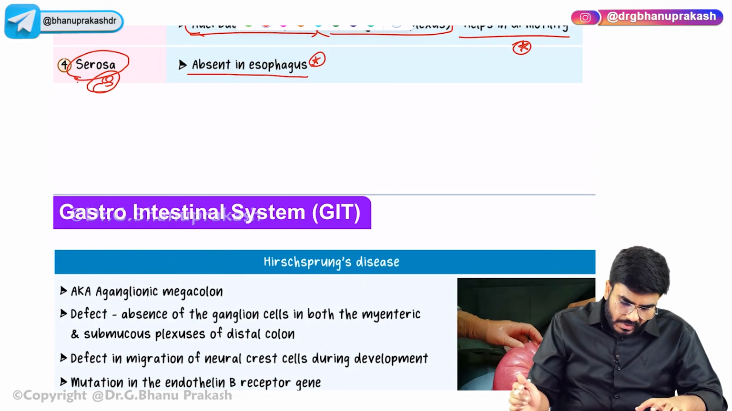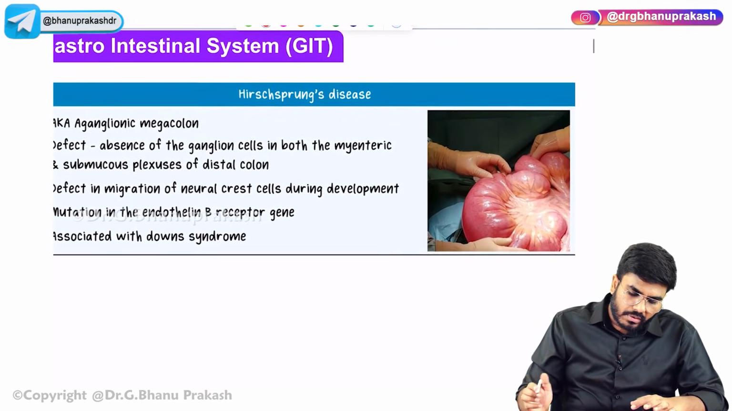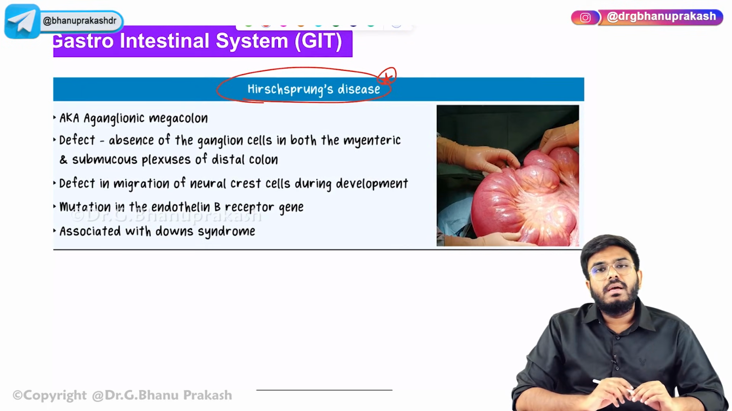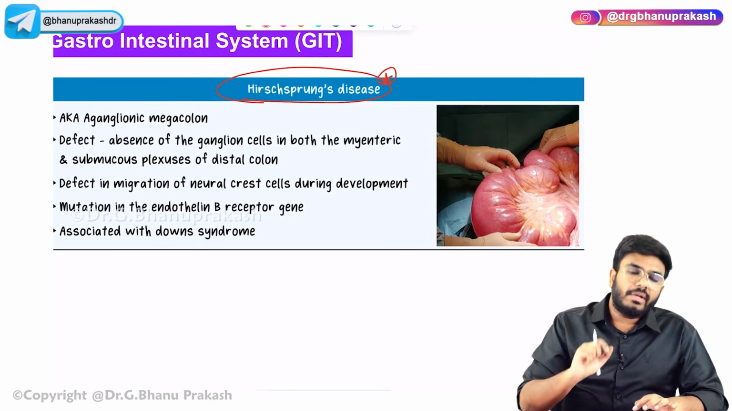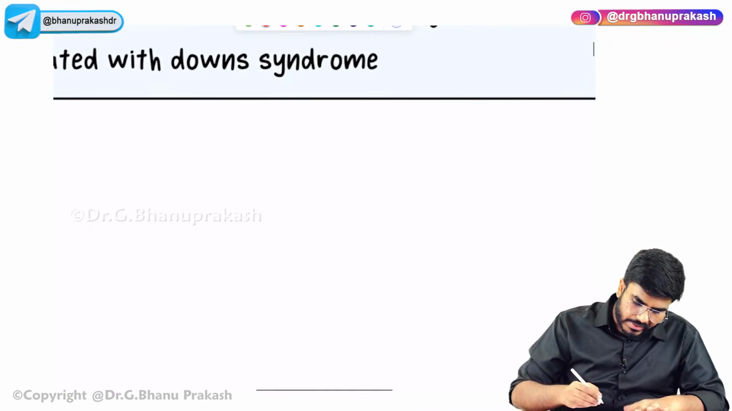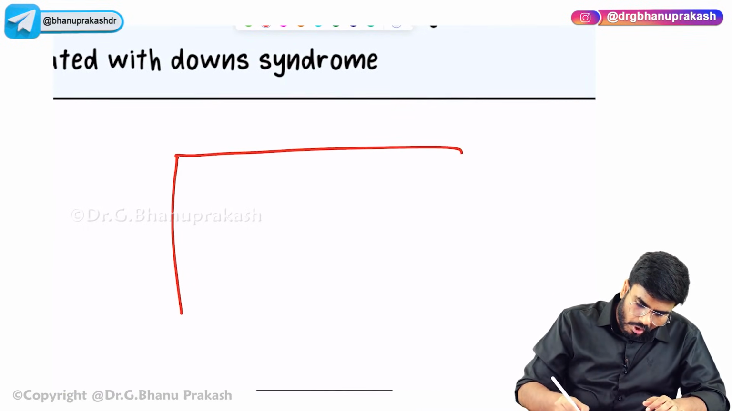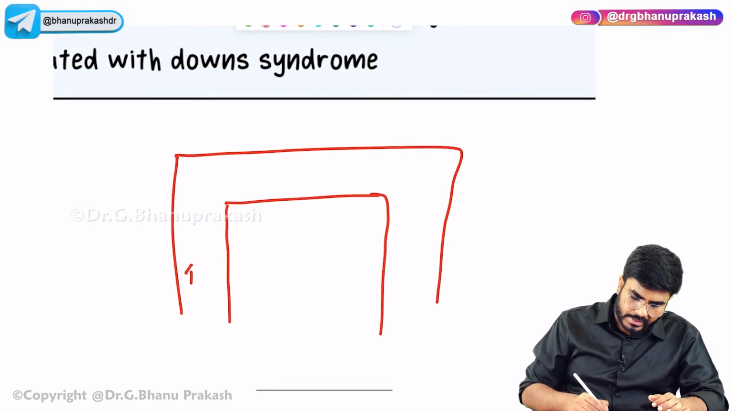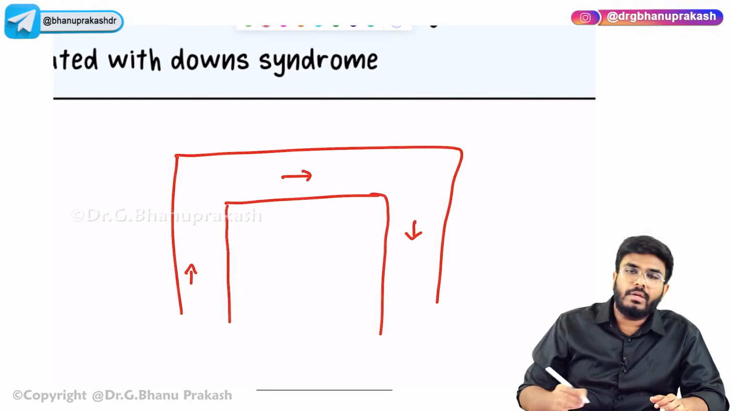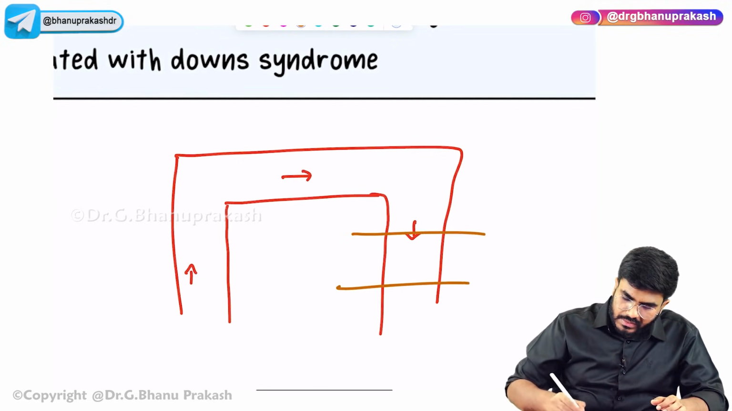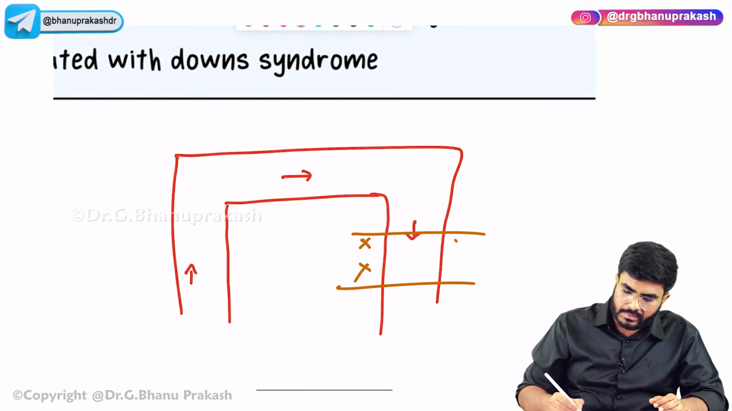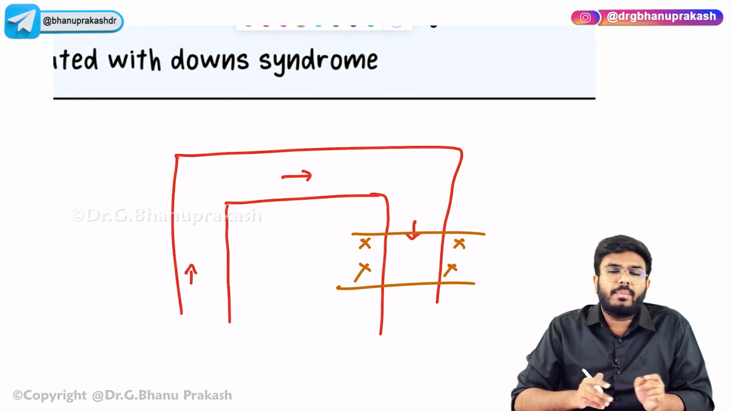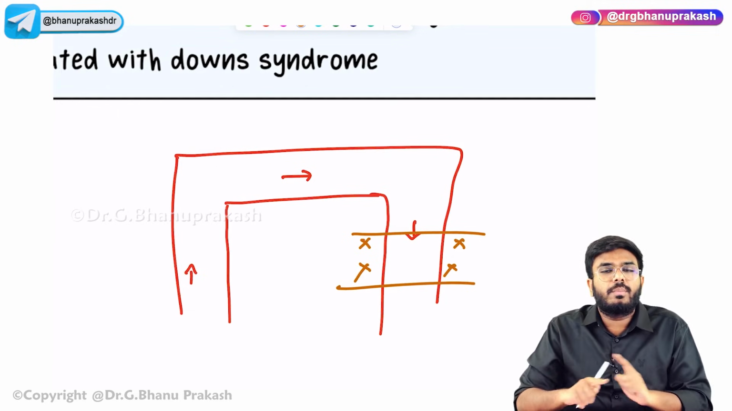That's it. Having said that, now some important points about Hirschsprung disease. In Hirschsprung disease, in one segment of the GIT, imagine this is your colon, ascending colon, transverse colon and descending colon. In this segment, there is no Meissner's plexus and no myenteric plexus. Both Meissner's plexus and myenteric plexus are absent.